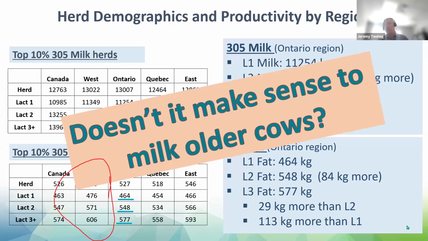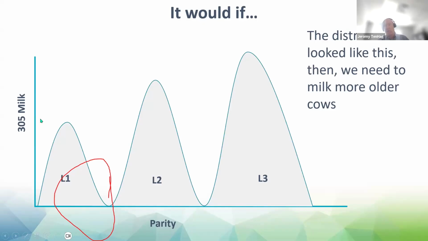So wouldn't it make sense to us all that we want to milk as many of these older cows as possible? If the distribution of 305 milk would look something like this as it's related to parity, then yeah, of course we'd want to milk as many older cows as we could.